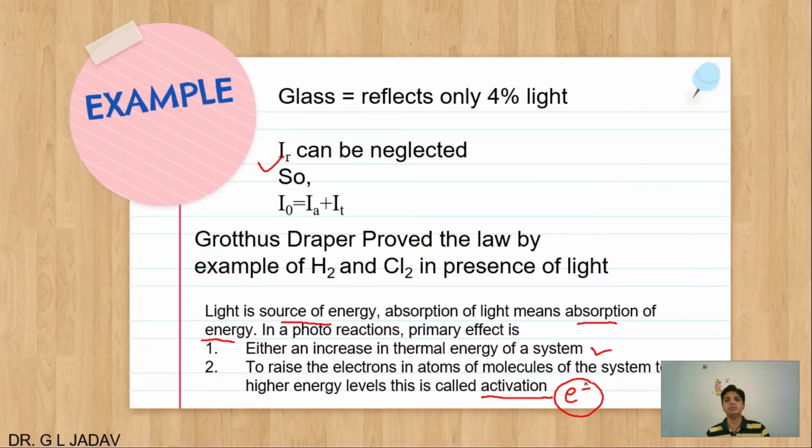These are the two possibilities, the two primary effects. Either when light is absorbed, meaning energy is absorbed, this will increase the thermal energy of the system, driving the reaction forward, or the electron is raised from a lower energy level to a higher energy level.